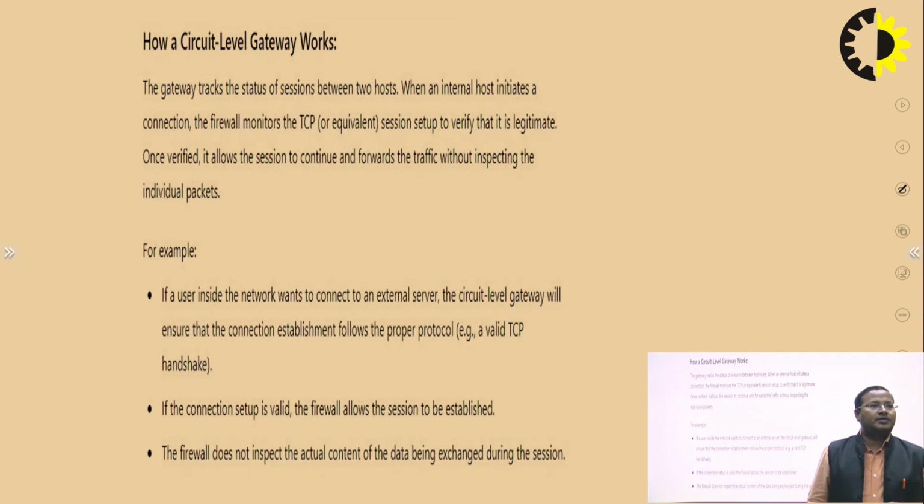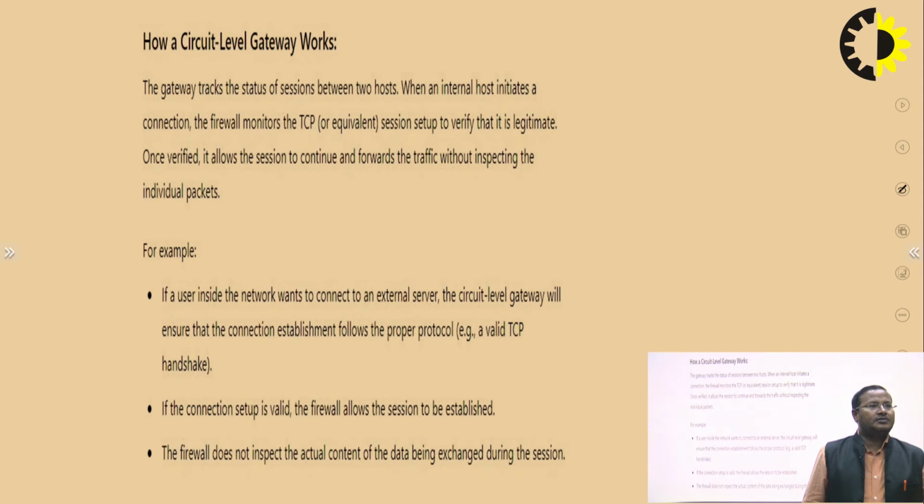How a circuit level gateway works. For example, if a user inside the network wants to connect to an external server, the circuit level gateway will ensure that the connection establishment follows the proper protocol, a valid TCP handshake. If the connection setup is valid, the firewall allows the session to be established. The firewall does not inspect the actual content of the data being exchanged during the session created.